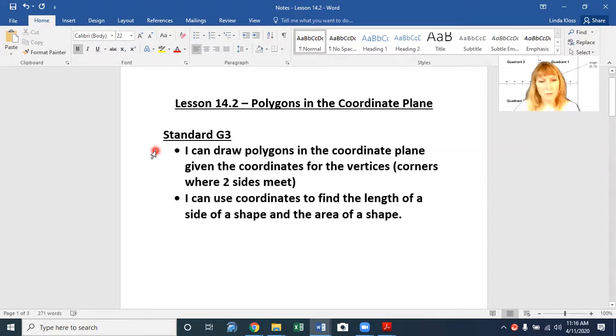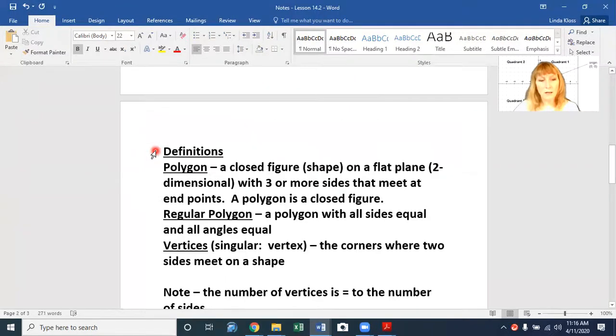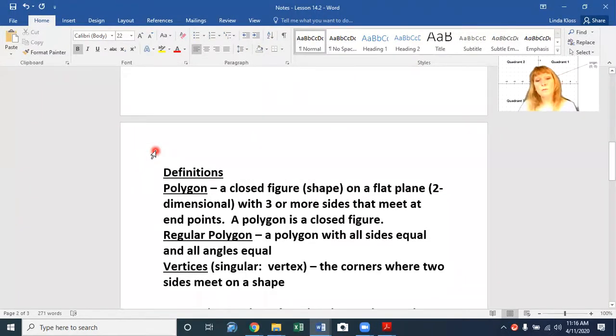So let's go through just a few definitions. First of all, what is a polygon? A polygon is a closed figure, or a shape is another word of calling it, on a flat plane. That means it's two-dimensional. If you think about three-dimensional objects, you think about being able to fill something up with water. A two-dimensional object is a flat surface, like the top of a desk or the front of a door. So a polygon is a two-dimensional shape. It is closed. It has straight sides. And the sides meet at an endpoint. Every side will meet at an endpoint.